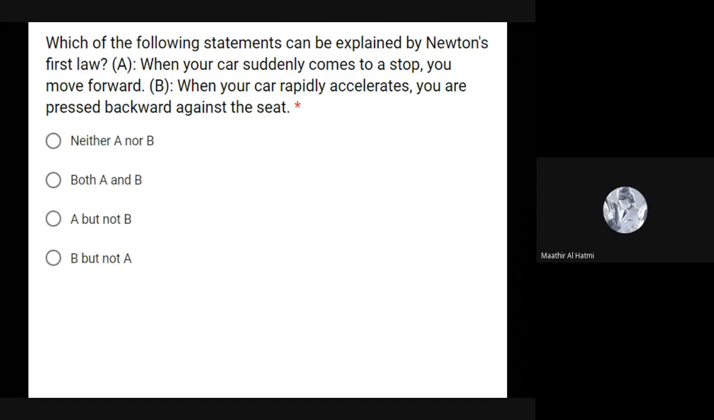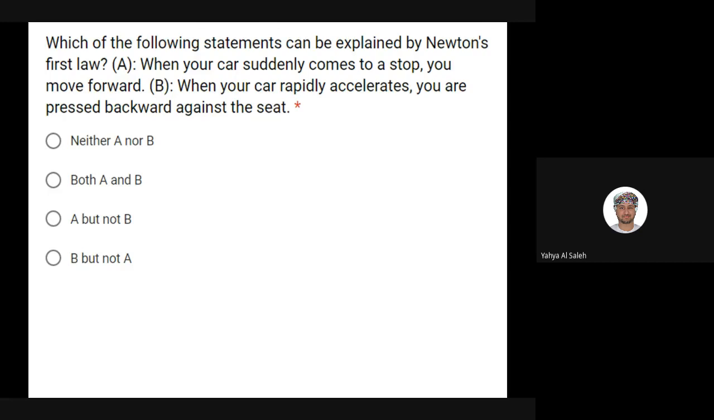Both A and B. Both A and B, okay. Does anyone disagree? Both. Any other points of view? No? Okay. All right. A and B is correct.